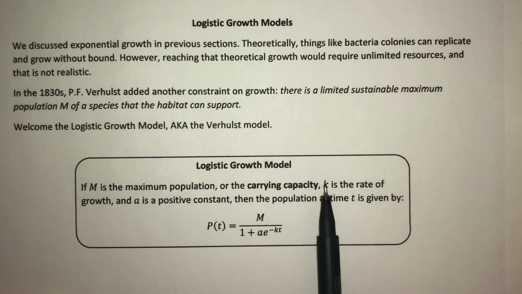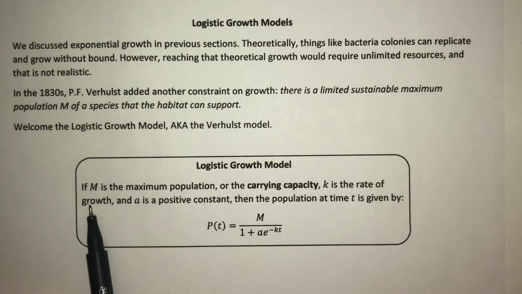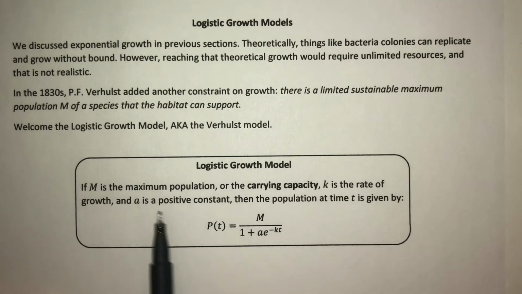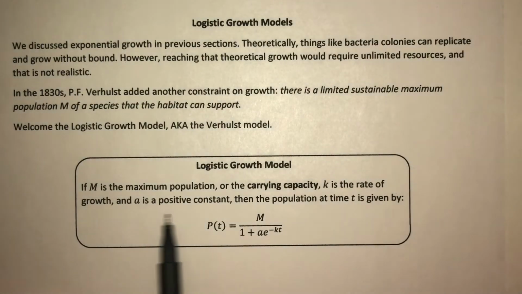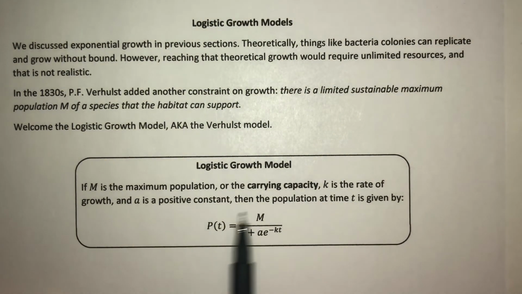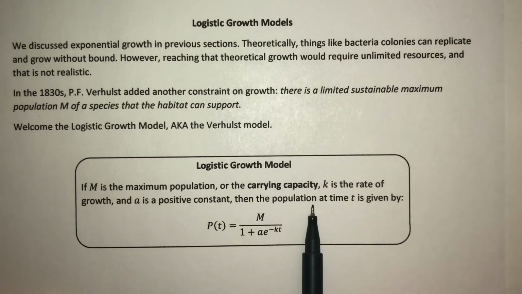Okay. K is the rate of growth, which is going to be a percentage. We'll write it as a decimal. A is some positive constant. If we have all of that, then the population at time t is given by this formula. Okay.